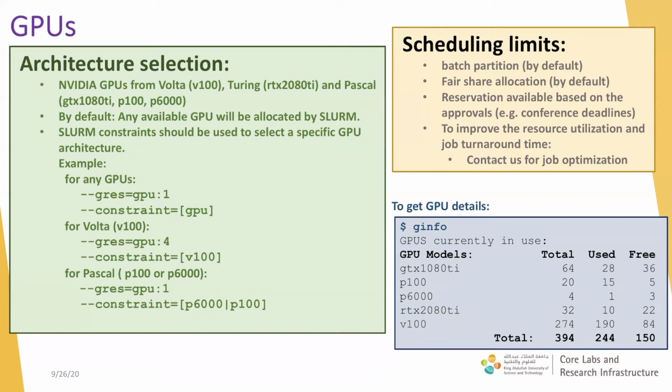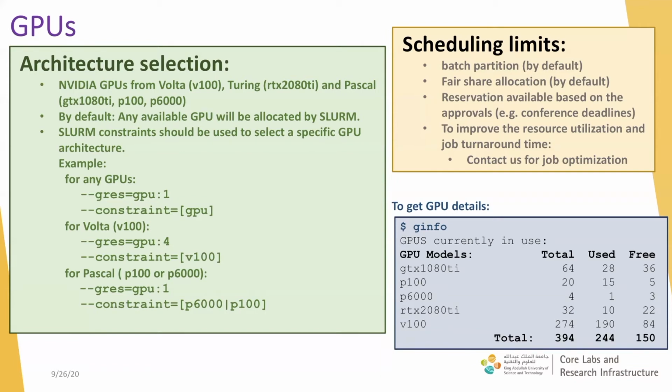In case you are looking at a conference deadline to submit papers, a reservation will be created for the GPUs. To get this reservation, you need to follow a certain process. Based on the approvals, the reservation will be created by our system admin. In case you are looking to improve your resource utilization, job turnaround time, or scalability, please contact us for job optimizations and optimal partition allocations.